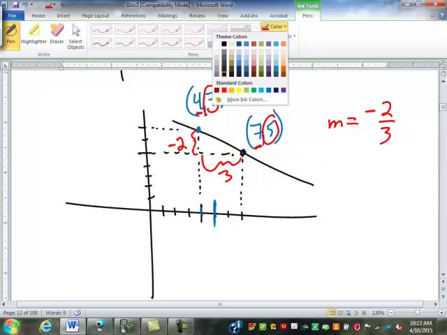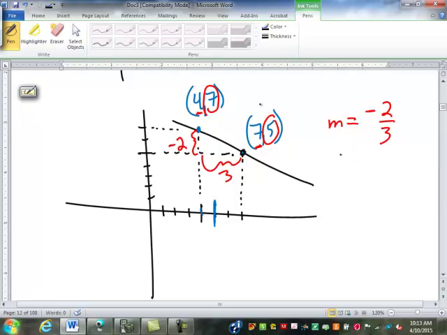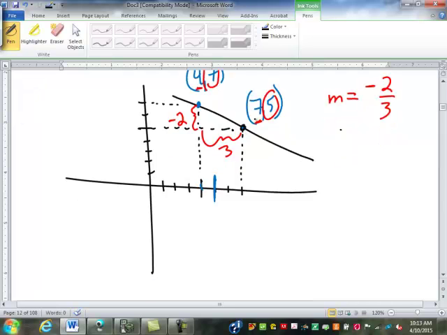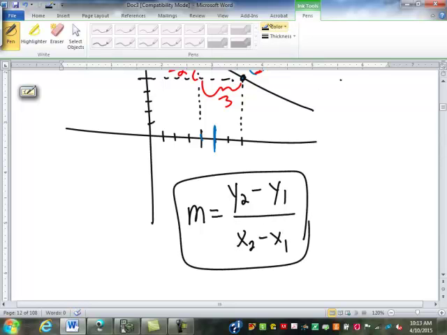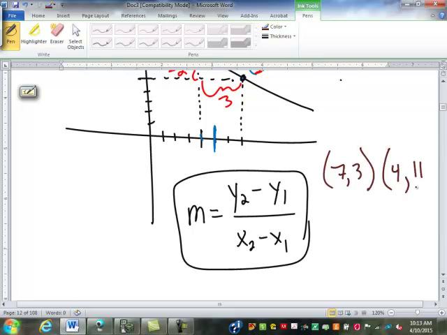Now there is a way we can figure this out without having to use the graph if we know 2 points. There's a formula for slope. It looks like this. What this is saying is if I have 2 points, let's say I have 7, 3, and 4, 11. Let's go 4, 12, actually.